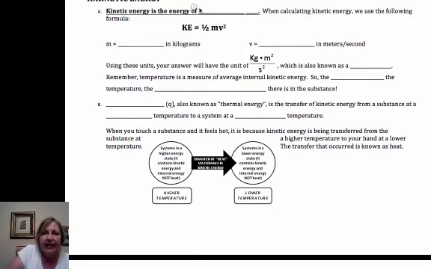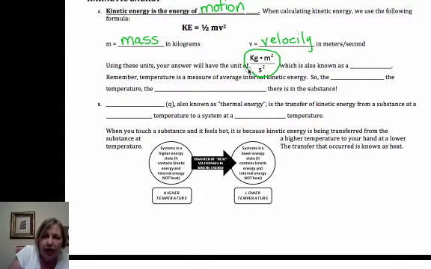Again, remember, kinetic energy is energy of motion. When we calculate it, we'll use 1/2 mv squared. M is the mass. Now we want to stay in SI units, so we're going to measure mass in kilograms, and v is then velocity in meters per second. Now if we do this, we get this derived unit: kilograms meters squared per second squared. And that's our energy unit, and that's known as a joule.